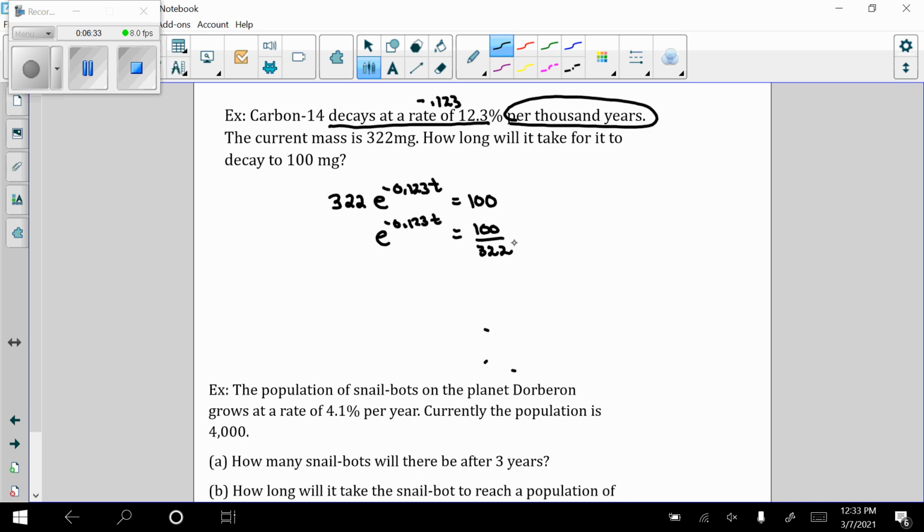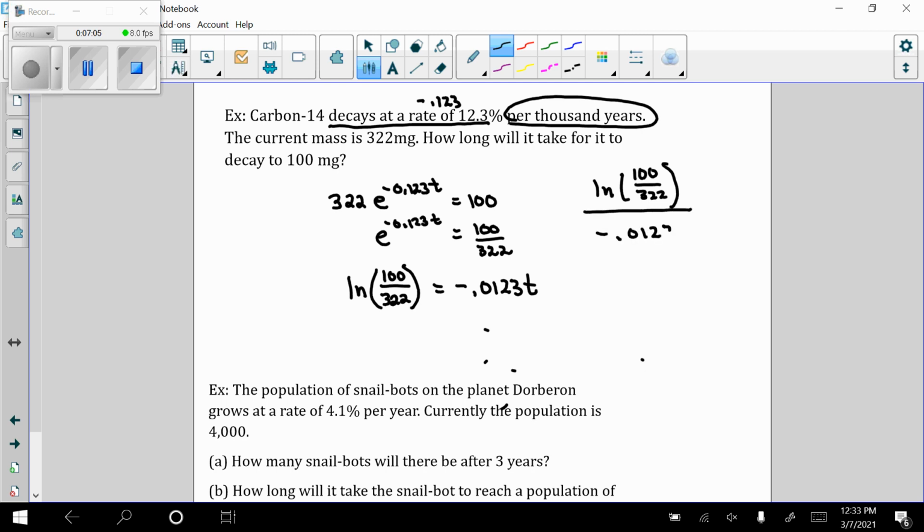So now I can change to a logarithm. This is log base e, so I can do natural log of 100 over 322 equals negative 0.123 times t. Now I'm going to divide, so I get natural log of 100 over 322 divided by negative 0.123 equals t.